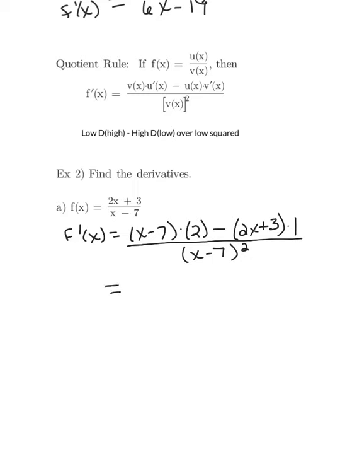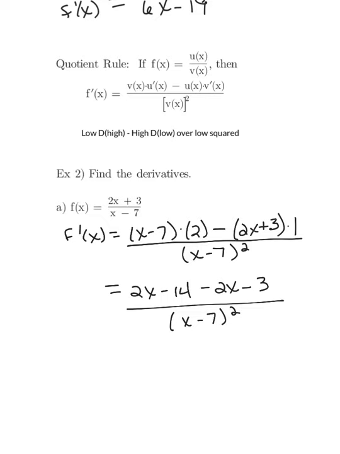Do your distributive property in the numerator. You will get 2x minus 14. Now 1 times 2x minus 3 is just 2x minus 3, but I need to distribute the negative, so it would become minus 2x minus 3, all this over the denominator squared. You can do the FOIL on the denominator, but you do not have to. It is absolutely fine to just leave it as the quantity squared.